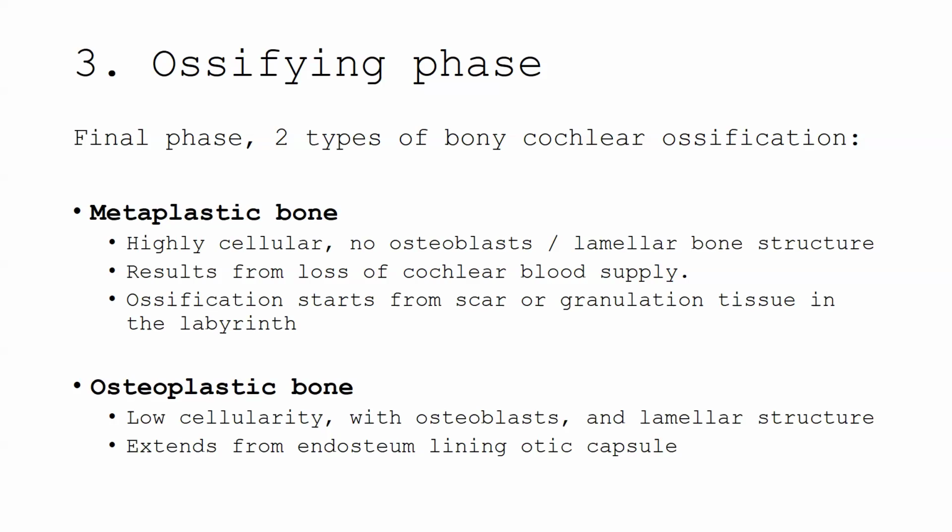The metaplastic bone is highly cellular, and you have no osteoblasts or lamellar bone structure that you'd expect in a normal cochlea. This is usually due to loss of cochlear blood supply and ossification starting from scar tissue in the labyrinth. While the osteoplastic bone has low cellularity, will have osteoblasts, and it has some sort of lamellar structure. It will tend to extend from the endosteum that is lining the otic capsule to the center of the spaces within the labyrinth. But a patient can have any type of this, and you cannot predict what type you will find.